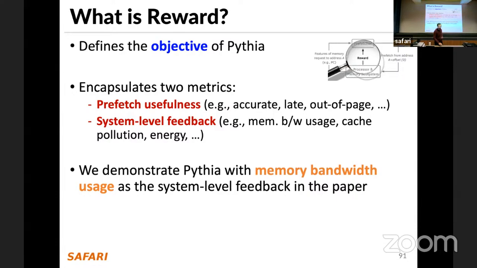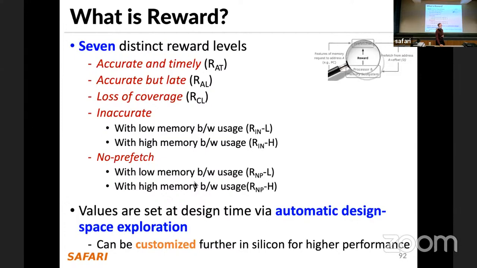So for example, there are 7 different reward levels you have, based on what happens to the thing that you have prefetched, right? It could be accurate and timely, you get some reward. These are numerical rewards that you get because clearly you're going to update a numerical Q-value, right? It could be accurate but late, you get some other reward. It could be loss of coverage, you get some other reward. And for inaccurate prefetches, you get a different kind of reward based on the bandwidth usage that happened at that particular time, right? And then for no prefetch, again, you get different rewards based on the bandwidth usage. So you basically take into account the bandwidth usage to direct.